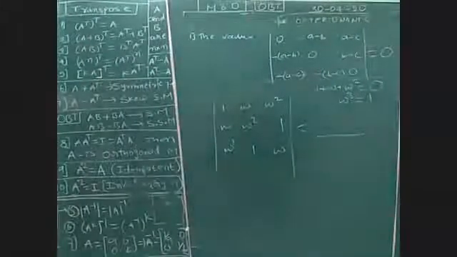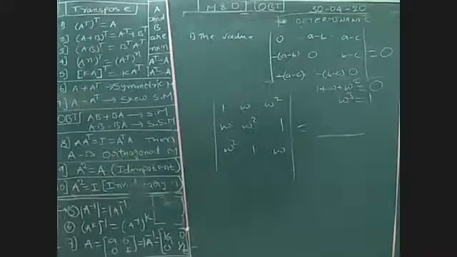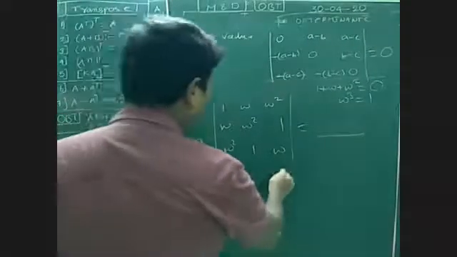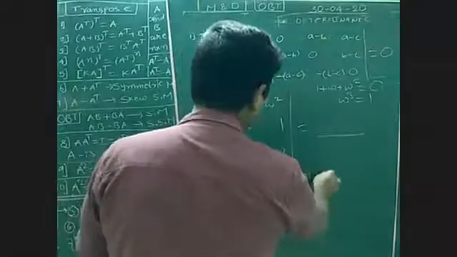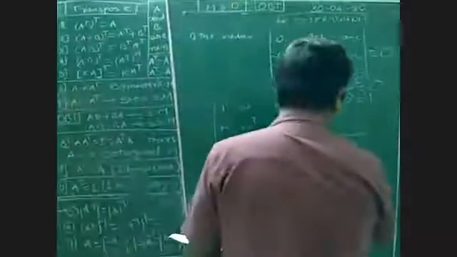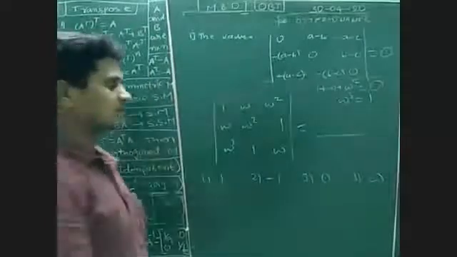Can anyone say the answer again? Options are given here. No need to check options also. Directly we will say the answer here. Options are: first one 1, second one is minus 1, third one is 0, fourth one is omega. What is the answer? Here we need I think 2 seconds.